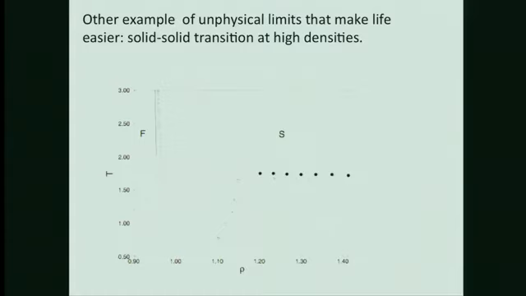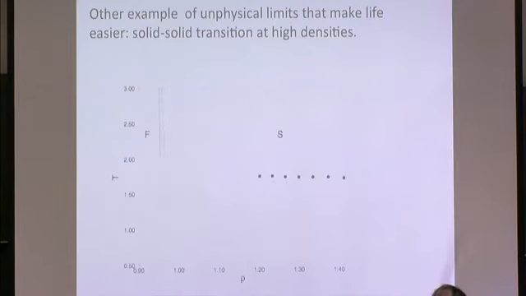At lower temperatures, there's actually transitions in the solid. And these black dots are the critical point. This is where this solid-solid transition ends. And above that, you go continuously from a low-density solid here to a high-density solid there.